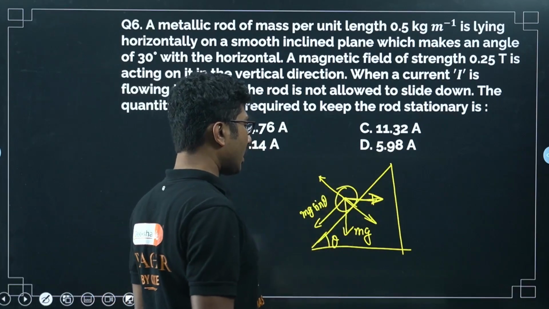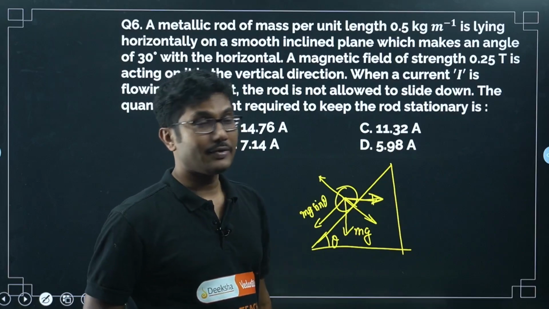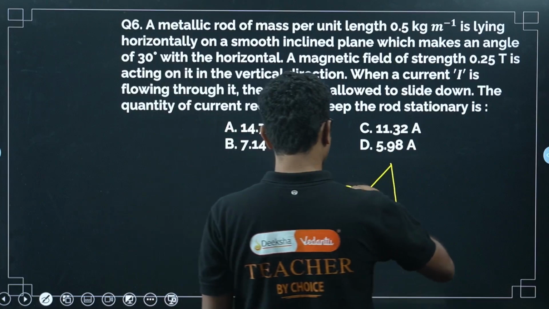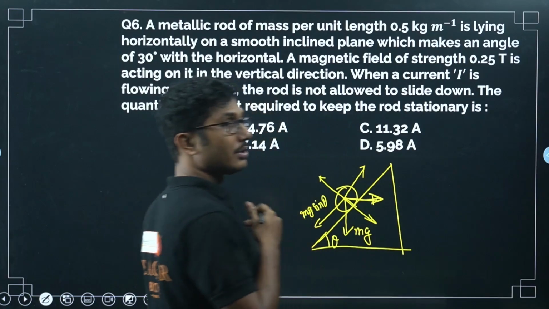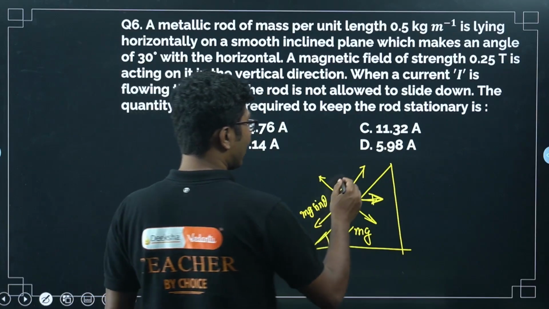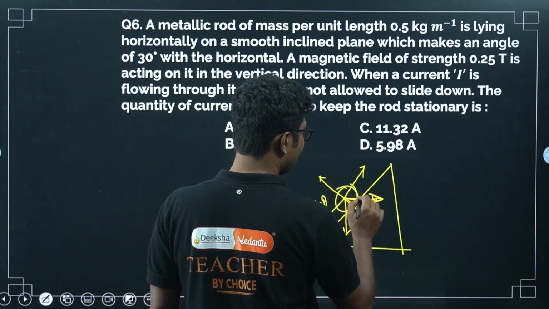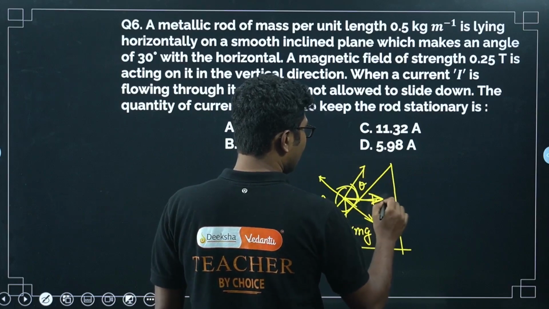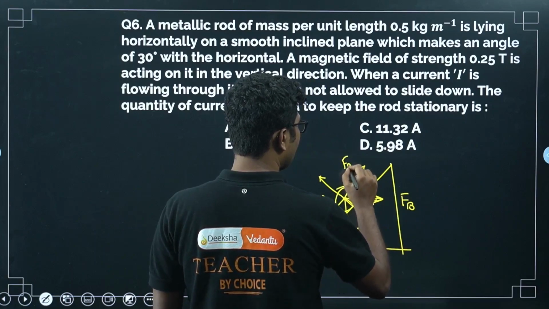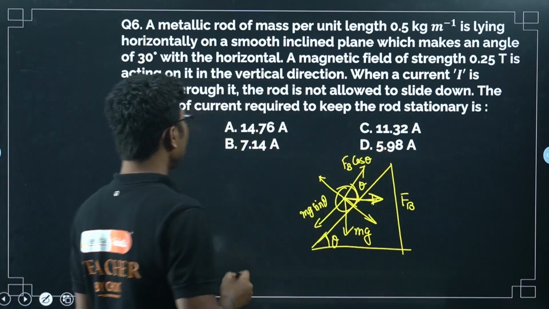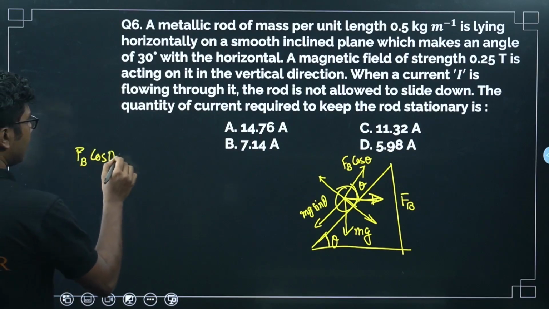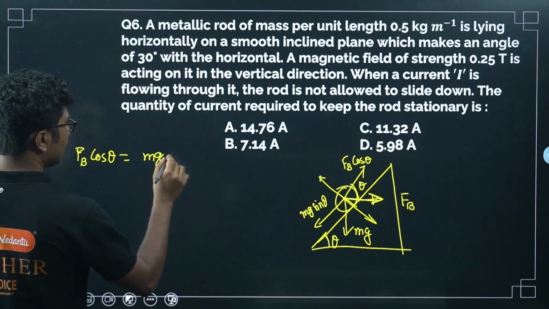Actually there will be two components, one due to weight, one due to the magnetic field. They will be balanced by the normal force. But there will be another component in this direction that won't be balanced by it. The only thing that can balance it is this component. Now if this angle is theta, this is a similar angle, so this angle will also be theta. So if this is the magnetic force, I am calling it FB, then this will be FB cos theta, right? So basically it means that FB cos theta equals mg sin theta.